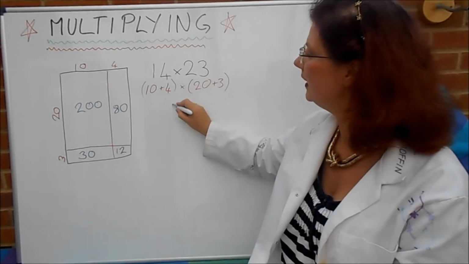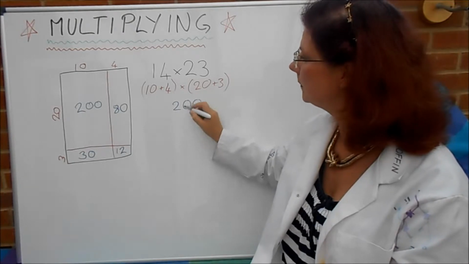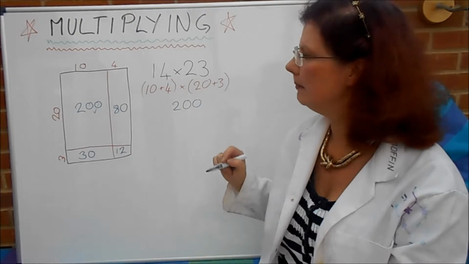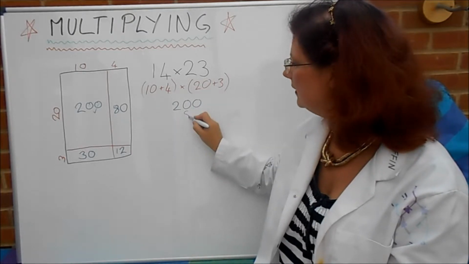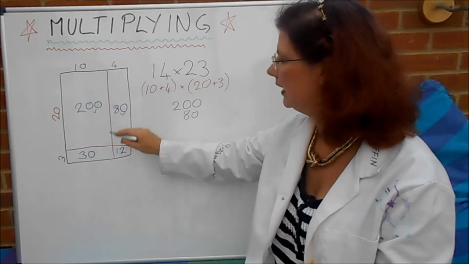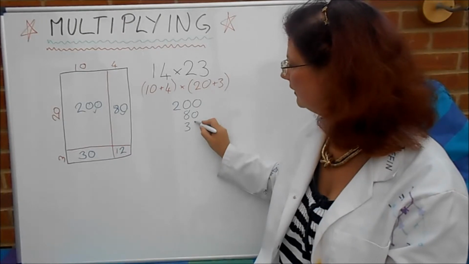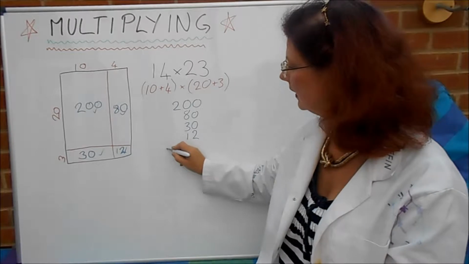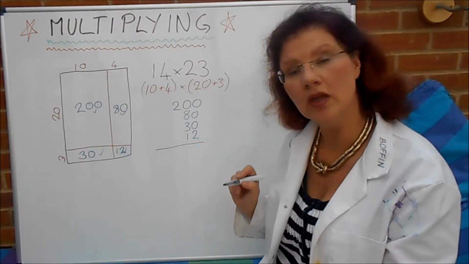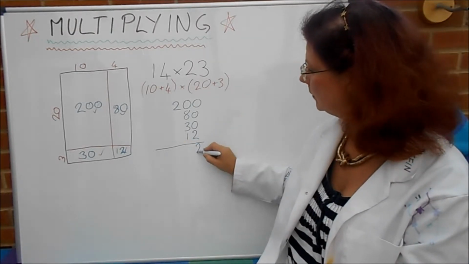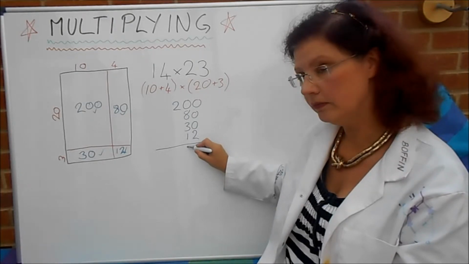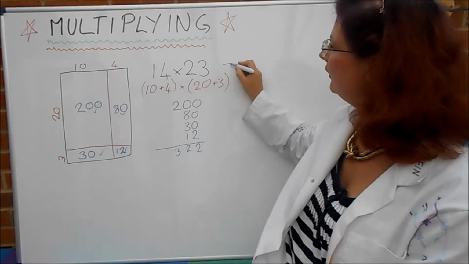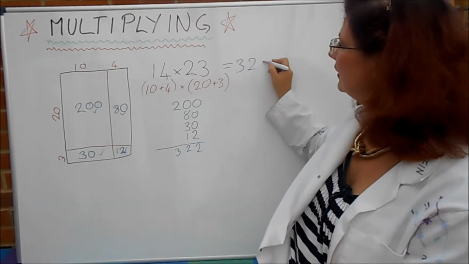So I'm going to start off with the biggest number. We've got a 200, and I'm going to tick them off as I do them. You'll see why when we do bigger examples. Then we've got an 80, and a 30, and a 12. Adding all those up with column addition, 2, 12, 2 down, carry the 1, 3. So the answer to that is 322.